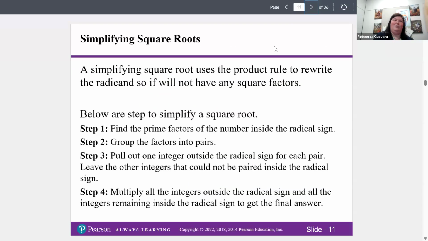All right, so like I said, we're building into simplifying square roots, all the rules basically, simplifying square roots as we can get right now. Simplifying square roots uses the products to rewrite the radicand so it will not have any square factors. There was a typo there. Below are steps to simplify a square root.